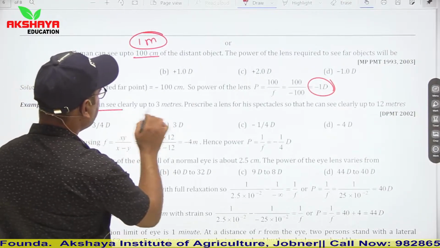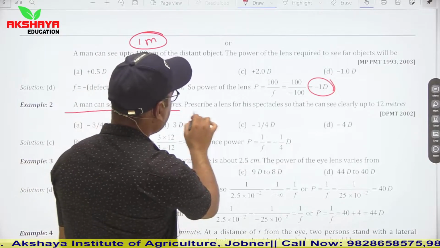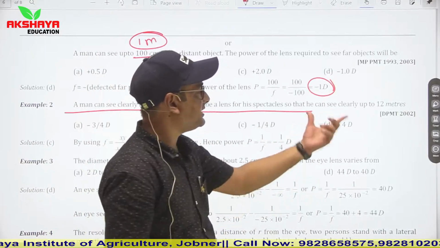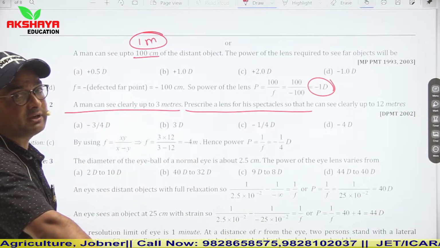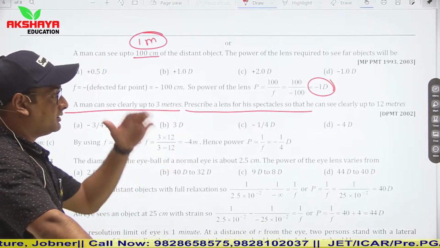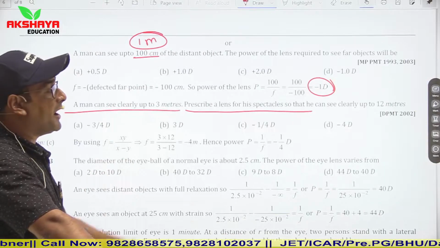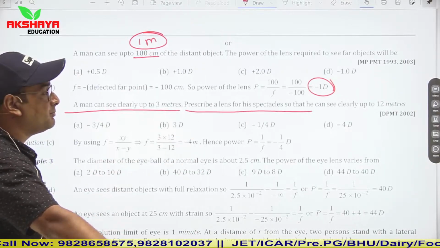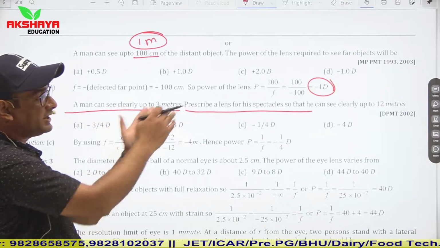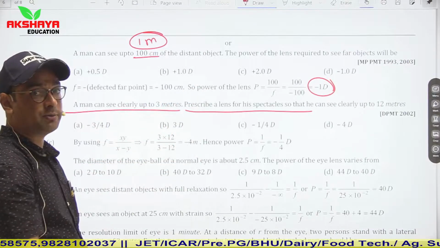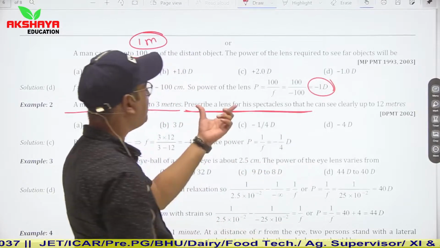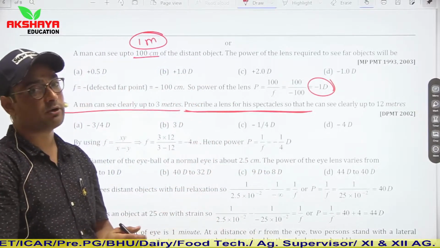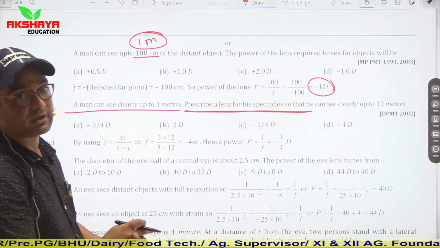A man can see clearly up to 3 meters. Prescribe a lens for his spectacles so that he can see clearly up to 12 meters. Again here we have to correct his nearsightedness. It means myopia has to be corrected here, because he can see nearer objects clearly but farther images cannot be seen clearly. That's why a lens has to be prescribed. So here the lens will be concave.